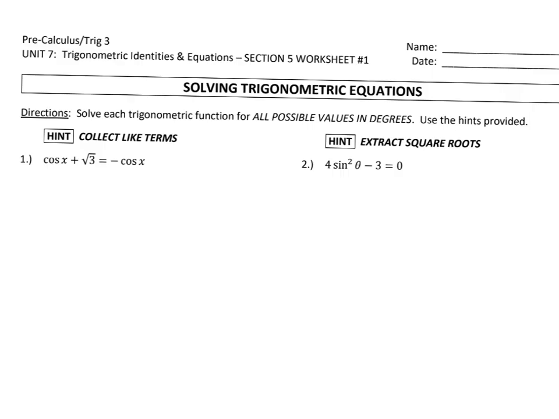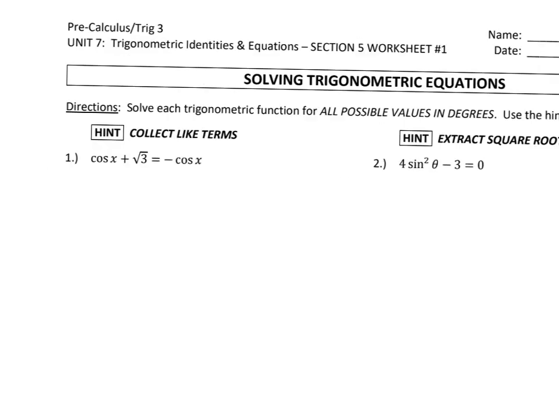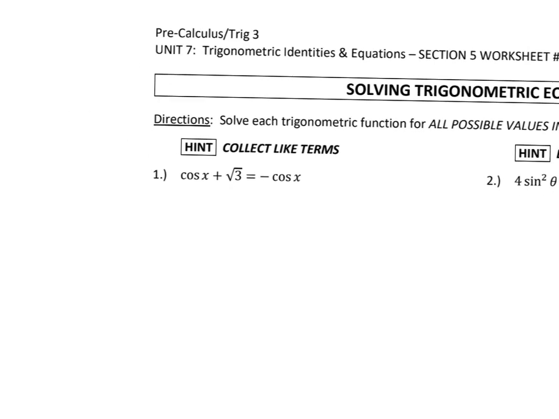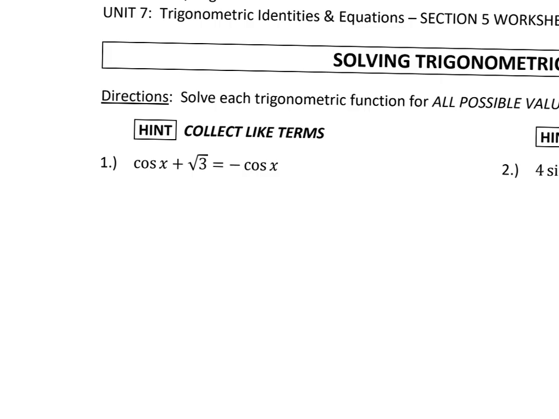So the first strategy to solving trig equations is to collect like terms. The difference between solving trig equations and what we've been doing is that now there's an equal sign and we're solving for x. Before we were just simplifying equations or verifying, but now we are solving for x, the variable. All right, so first we're going to solve for x here. And the strategy we're going to use is to collect like terms.